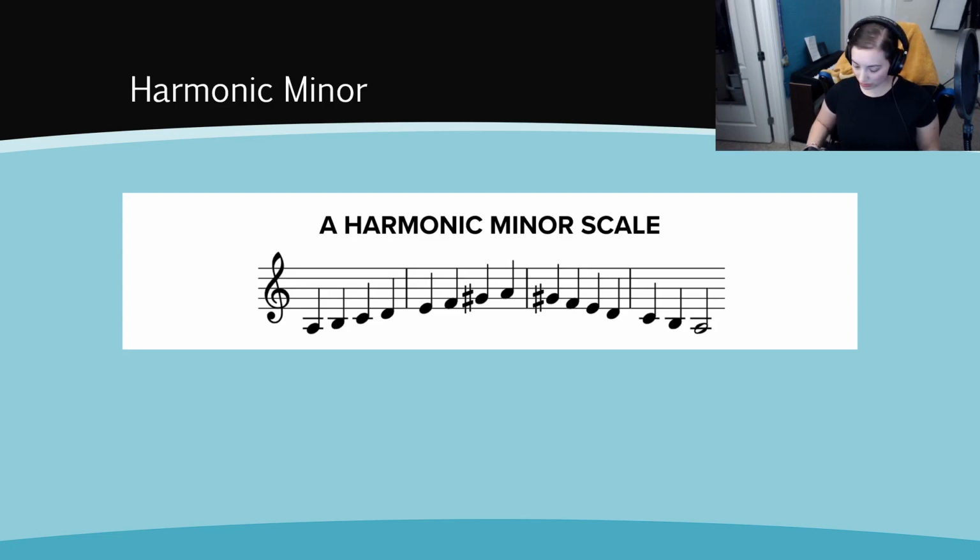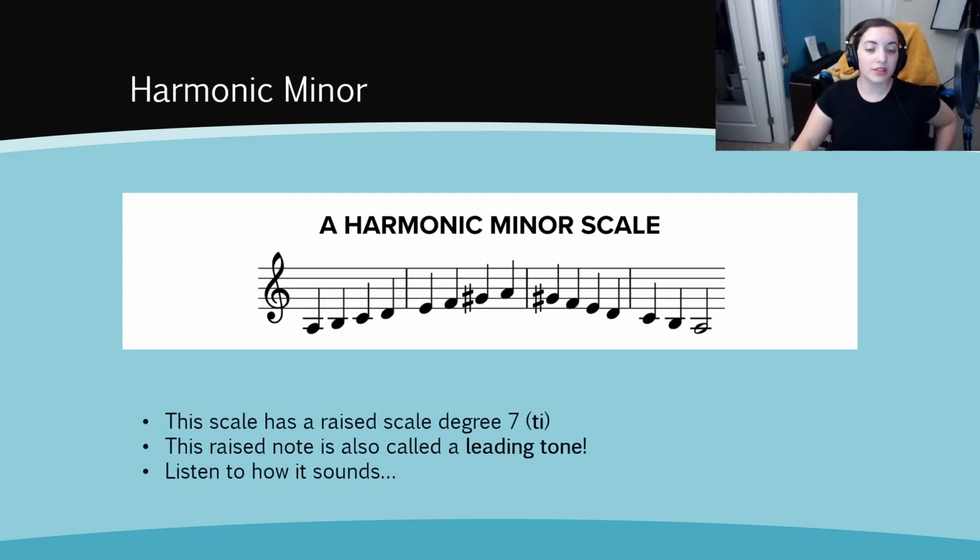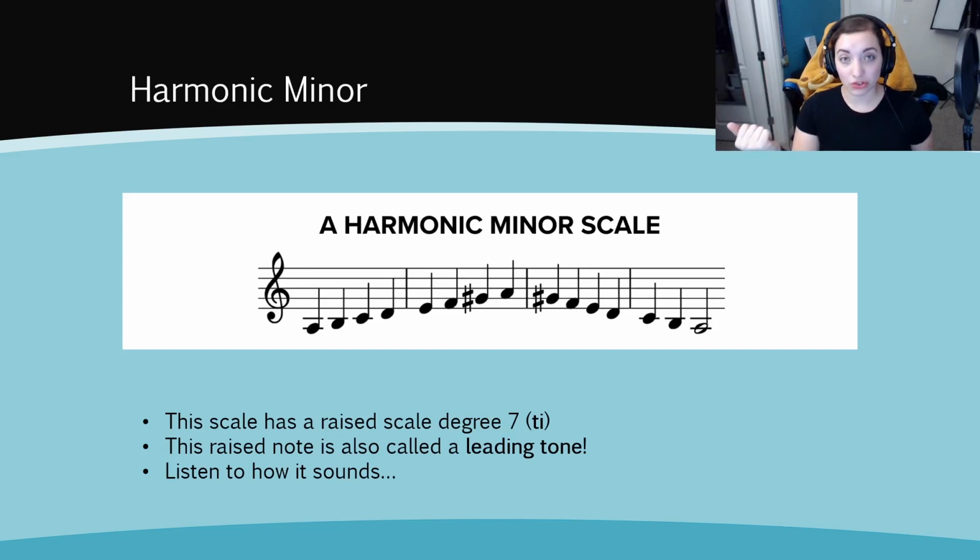That sounds kind of cool. I'll do it again. So that's a harmonic minor scale. So it has a raised scale degree 7, right? So it'd be T, do. Okay, so that T is considered the leading tone, right? The one that's like half a step below the tonic, which would be the A. So half step below that is G sharp.